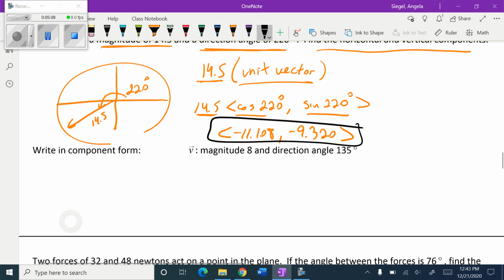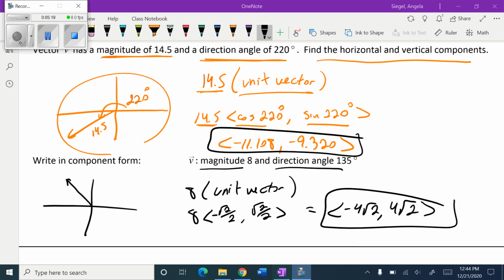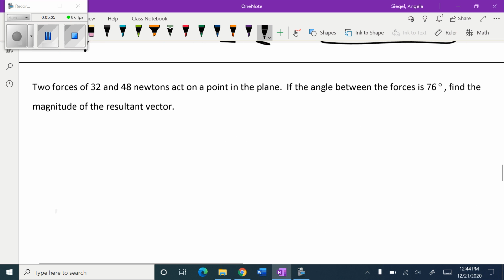Okay, we're going to do the same thing again. I'm going to turn you loose on this one. Nothing different, but just notice the difference in angles. Notice that for 135, we just had one like this. That is part of our special angle unit circle, so I'm going to use the exact value on that. I end up with negative 4 square root of 2 and 4 square root of 2.